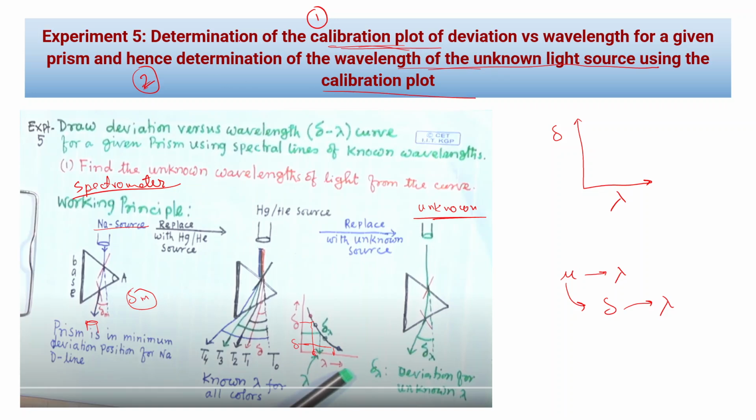So in the first part of this experiment we were calibrating the plot for that particular prism, and then in the second part we are using that calibration plot to find the wavelength of an unknown light source, using this relation between the angle of deviation and the wavelength. So this was the 5th experiment.